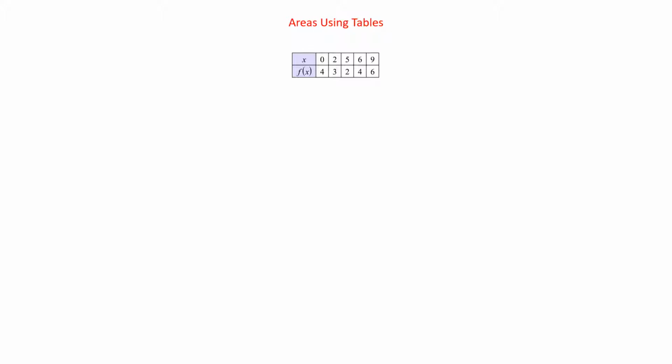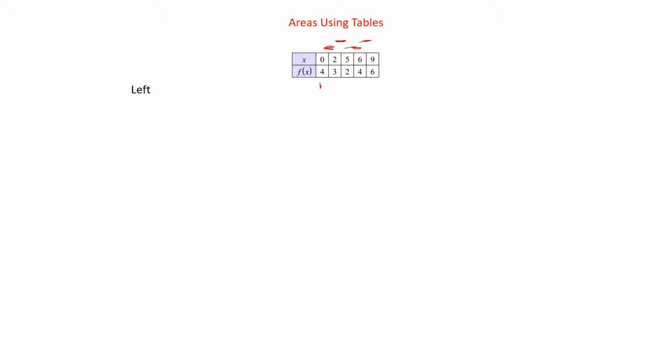So we're going to look at our table, which has these values, and we're going to find a couple different sums. We'll start out by finding the left sum. For actually all these sums, our widths, we look at the intervals. We're going to have 4 subintervals: 0 to 2, 2 to 5, 5 to 6, and 6 to 9. For the left sum, we'll use the height of 4 because that's on the left for the first one, and then 3, then 2, then 4, and we won't use that last number.